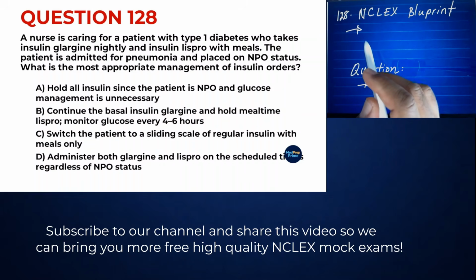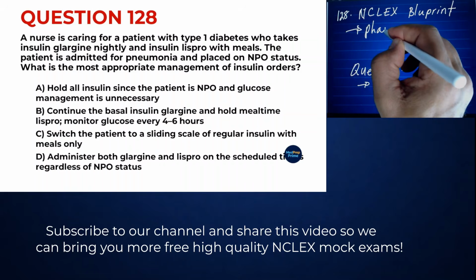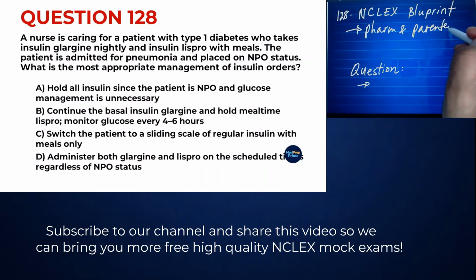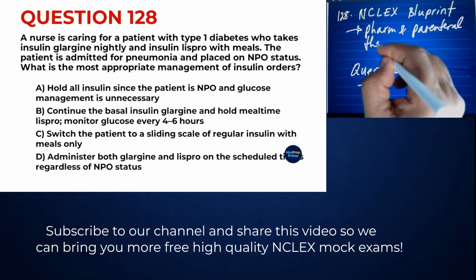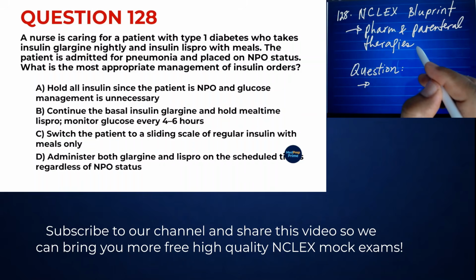Option A. Hold all insulin since the patient is NPO and glucose management is unnecessary. Option B. Continue the basal insulin glargine and hold mealtime lispro. Monitor glucose every 4 to 6 hours. Option C. Switch the patient to a sliding scale of regular insulin with meals only. Option D. Administer both glargine and lispro on the scheduled times regardless of NPO status.